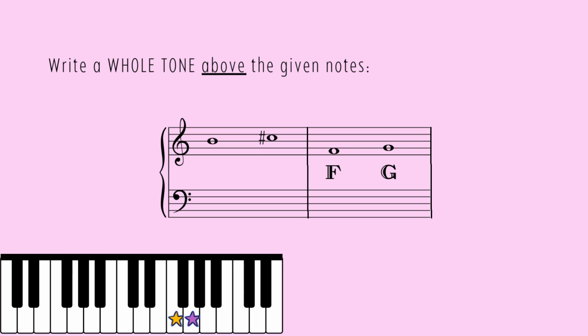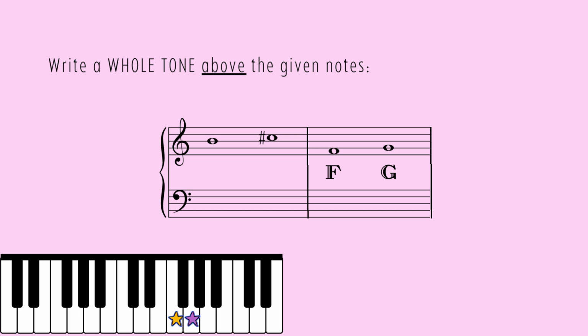Next, we're starting with the note F. And so again, I'm looking at writing a note above my given note. So I'm looking at the letter name that's coming after F in the alphabet, which is G. So I write down G and I put a note on the G line.